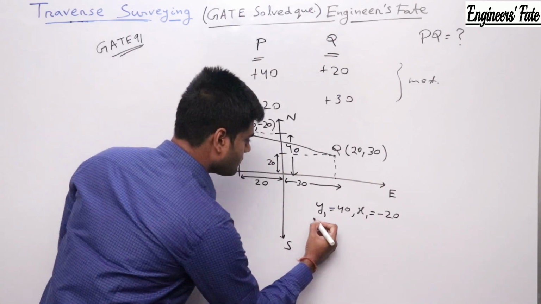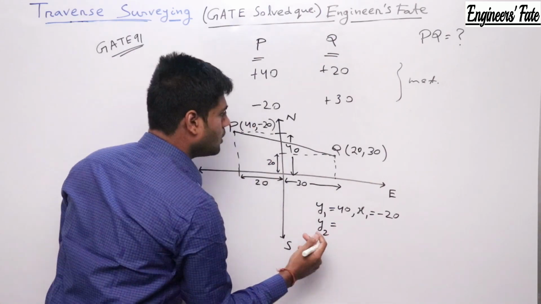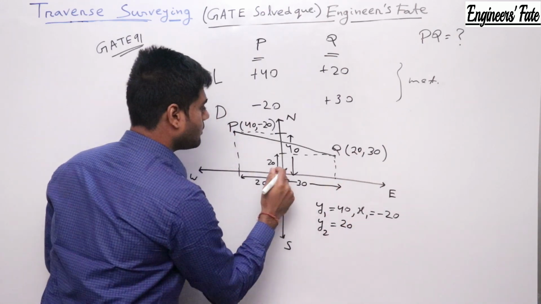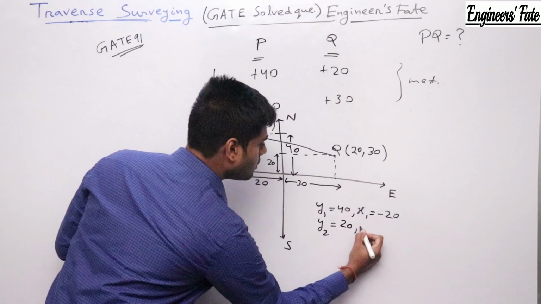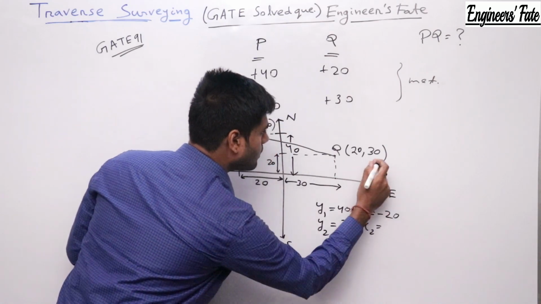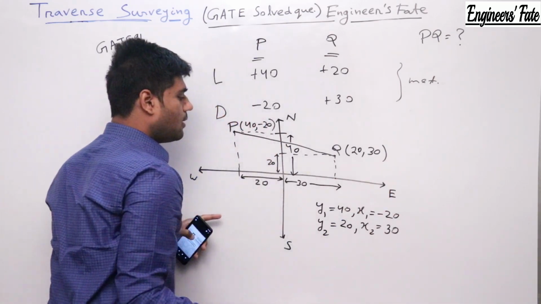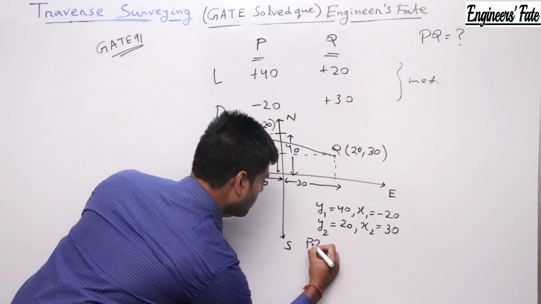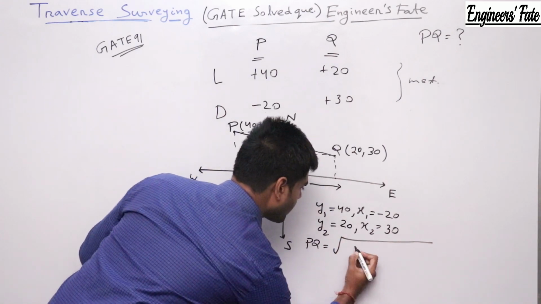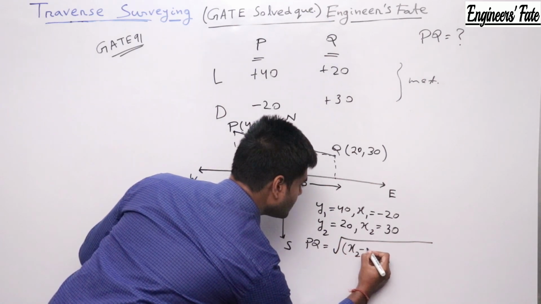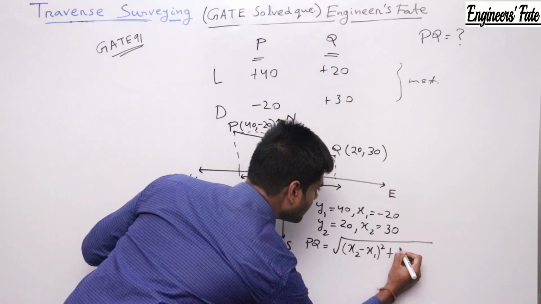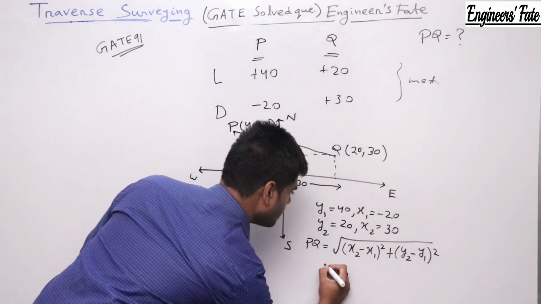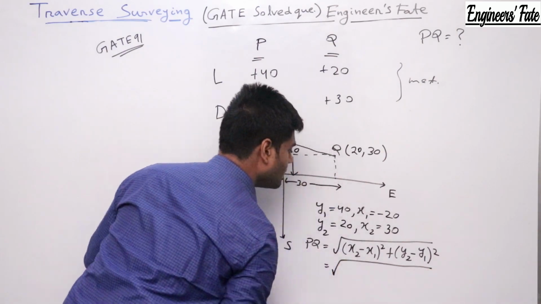So next, y2. What is the y2? y2 is 20. And what is x2? x2 is 30. And what is the formula for the length PQ? PQ can be found out by square root of x2 minus x1 whole square plus y2 minus y1 whole square. So you just need to find this.